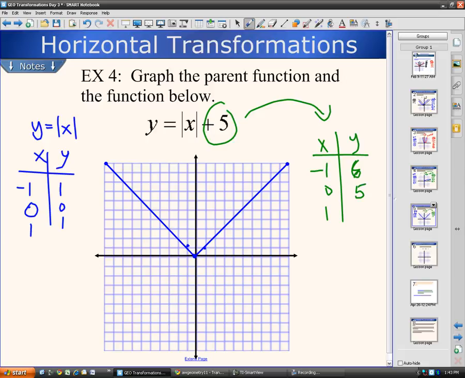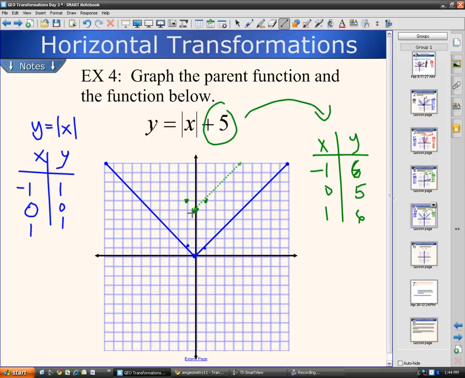So if I plot those points at -1, I'm up here at 6. 1, 2, 3, 4, 5, 6. At 0, I'm at 5. And at 1, I'm at 6. So it looks like my absolute value function, because I know this is an absolute value function because it says that in the equation, is a V shape. Then I get the graph that looks like that.